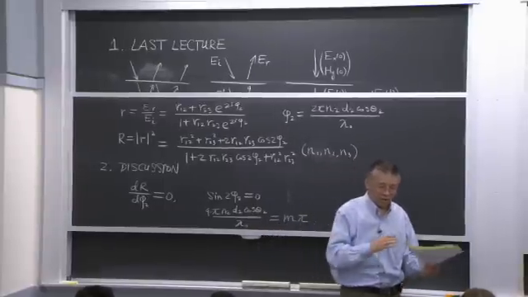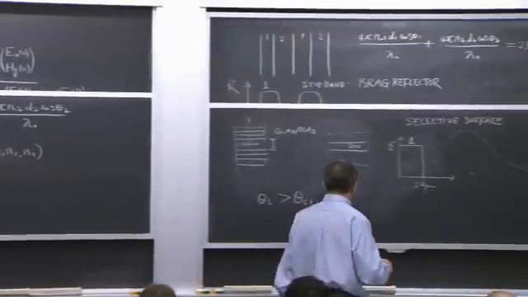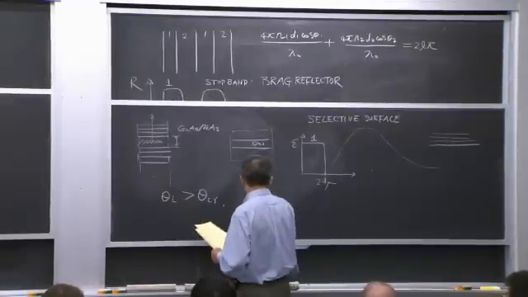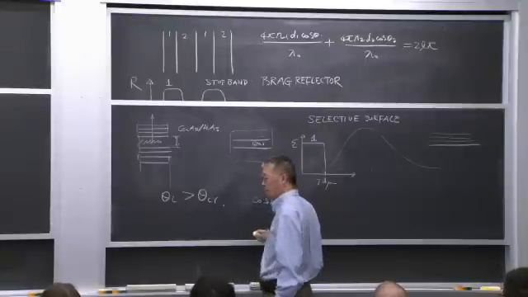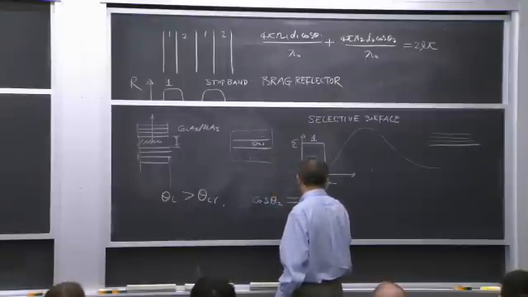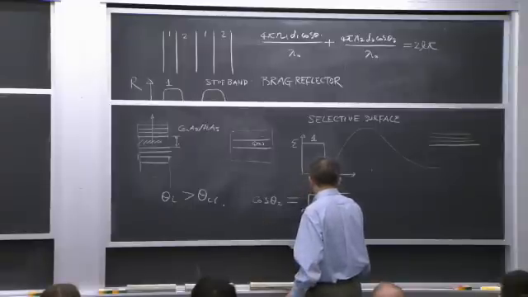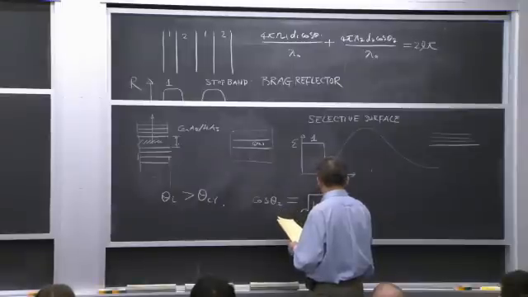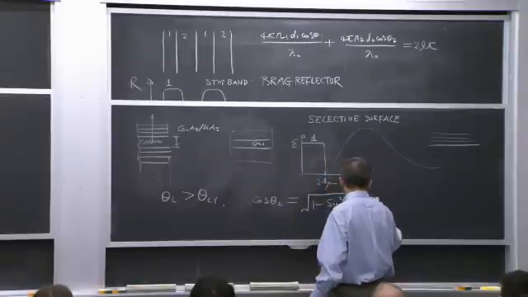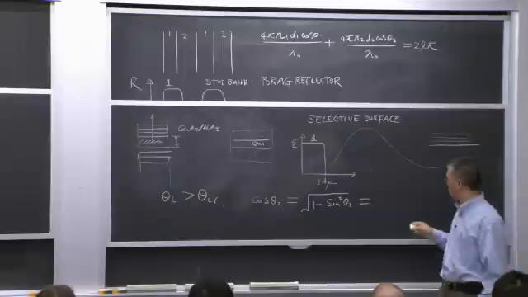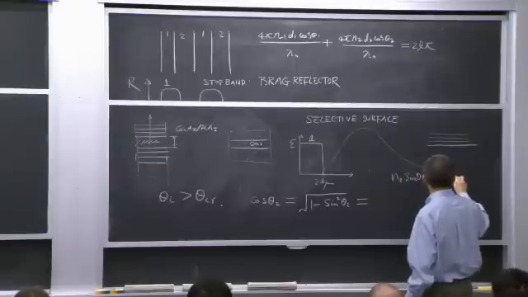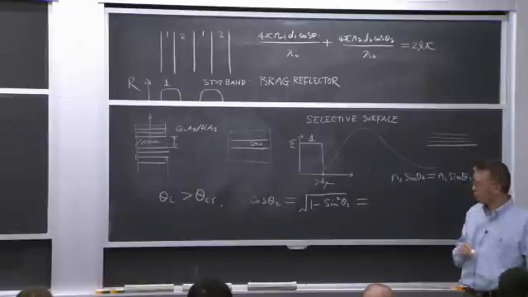The math part is identical. What's interesting is when the angle of incidence is larger than the critical angle, what I have is a cosine theta 2. You can say cosine theta 2 is square root of 1 minus sine theta 2 squared, right? And sine theta 2, using Snell's law, is n1 sine theta 1 over n2.